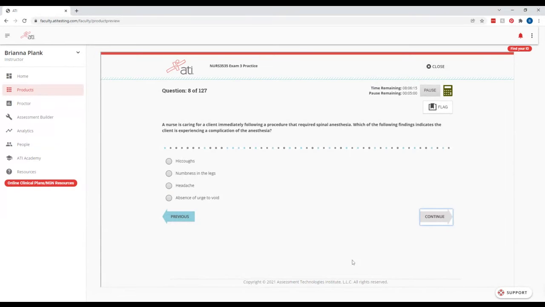Okay, patient just had spinal anesthesia, which of the following findings indicates the client is experiencing a complication of the anesthesia?